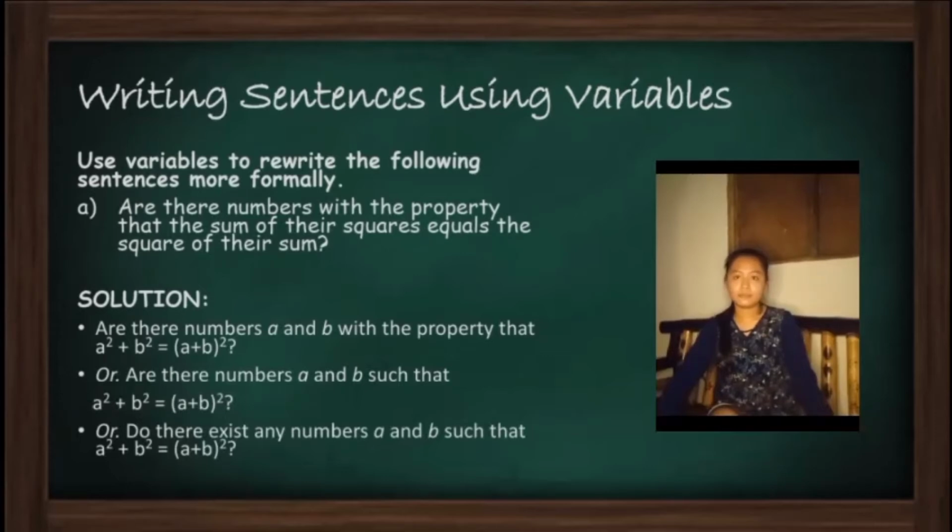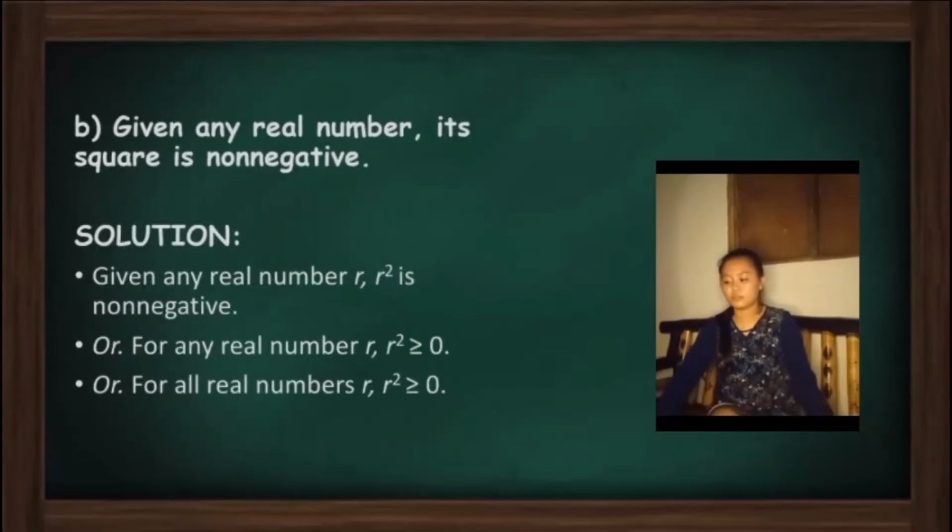So here is example number 2. Given any real number, its square is non-negative. The parameter in this statement is the real number, its square is non-negative. So you're going to substitute it with variables. So here is the solution.